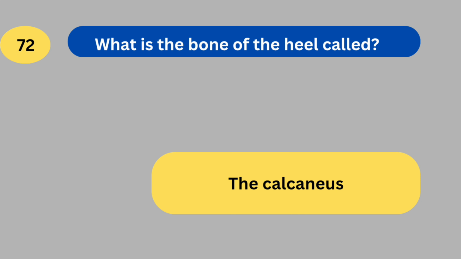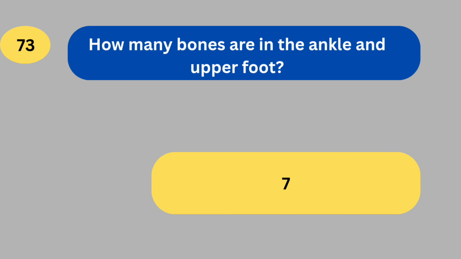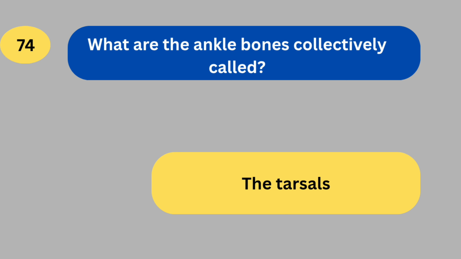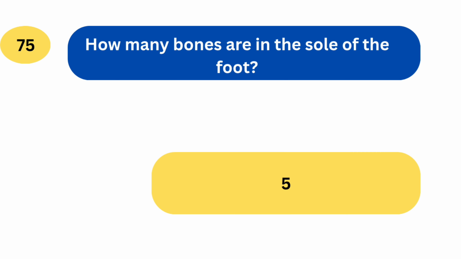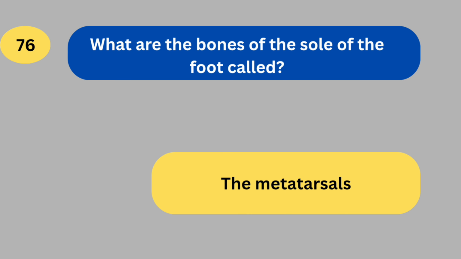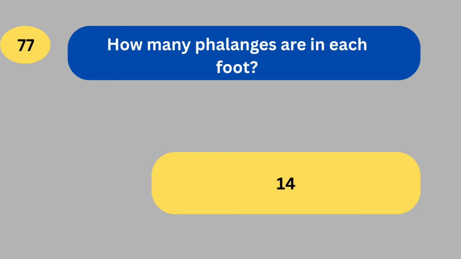Next question. What is the bone of the heel called? Answer: the calcaneus. Next question. How many bones are in the ankle and upper foot? Answer: 7. Next question. What are the ankle bones collectively called? Answer: the tarsals. Next question. How many bones are in the sole of the foot? Answer: 5. Next question. What are the bones of the sole of the foot called? Answer: the metatarsals.